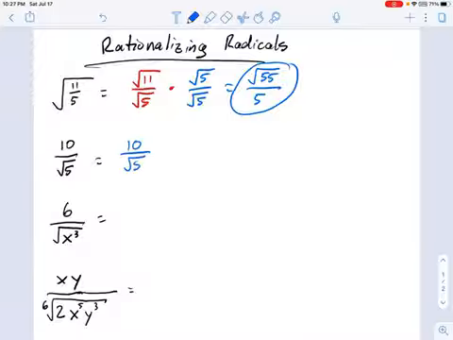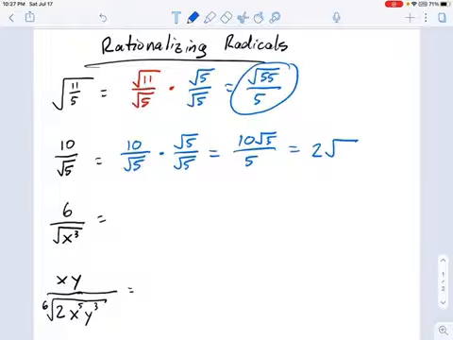10 over radical 5. Just like in the last example, I'm going to multiply by a crazy 1, which is radical 5 over radical 5. So this becomes 10 radical 5 over 5. Now, unlike that last example, I can actually simplify this, right? What's 10 divided by 5? That's just equal to 2. So this is 2 radical 5. And you have to write it in simplified form. Most of these problems will mark you wrong if you don't simplify it all the way. Okay, so there's the answer to that one.